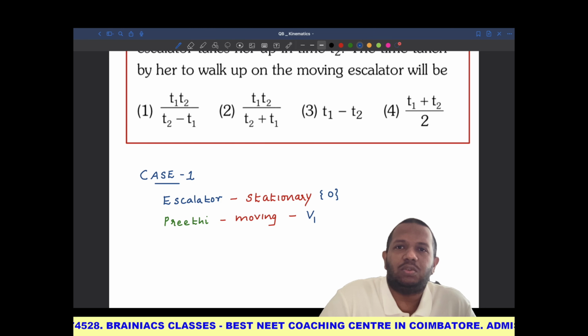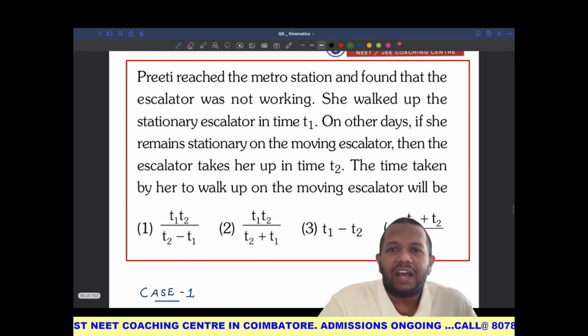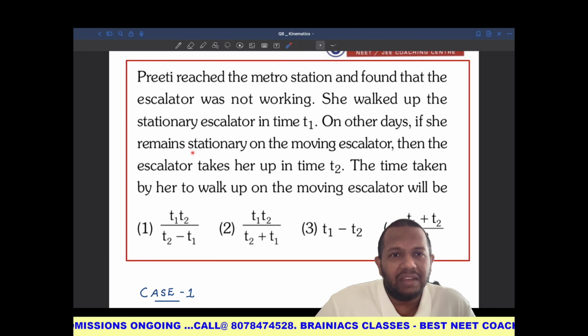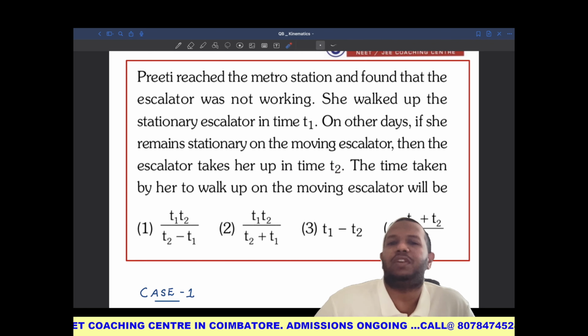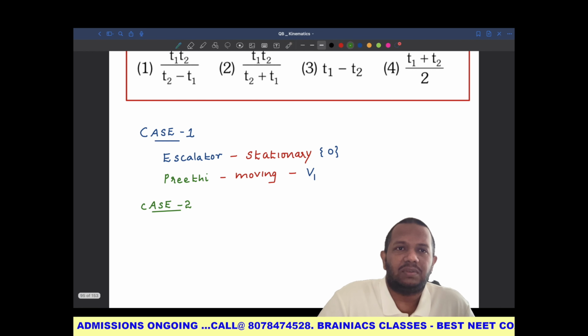Now we come to case 2. What is happening in case 2? On other days, if she remains stationary, that means she is staying on the escalator, and the escalator is moving up, then the escalator takes her up in a time of t2. So in case 2, the escalator is moving.